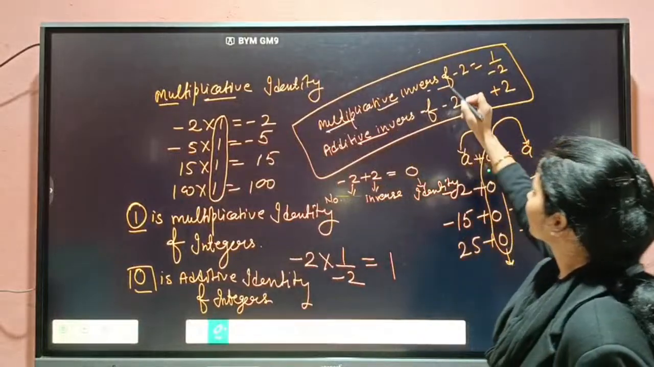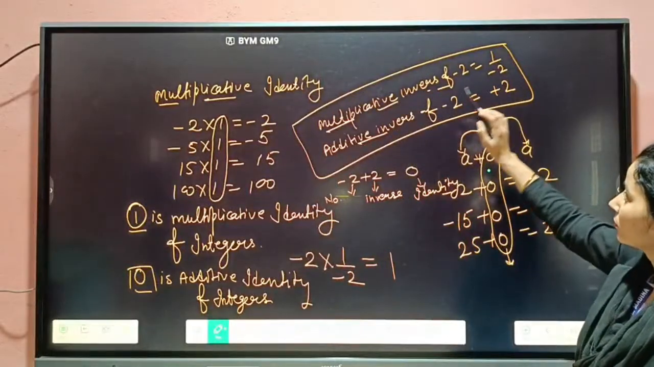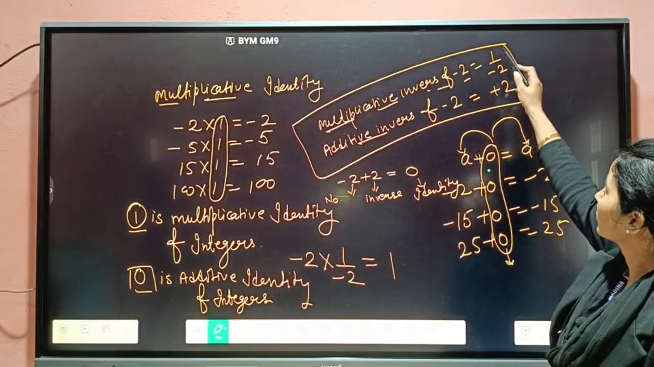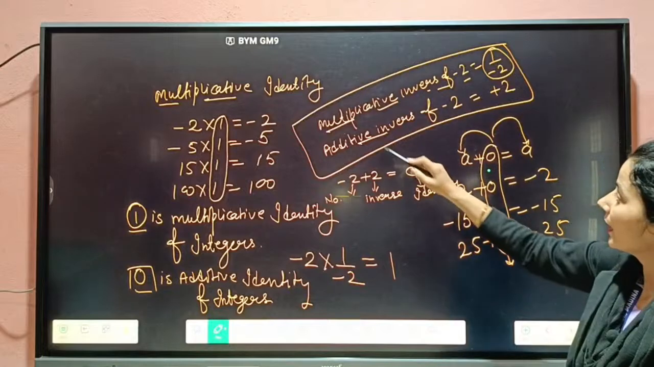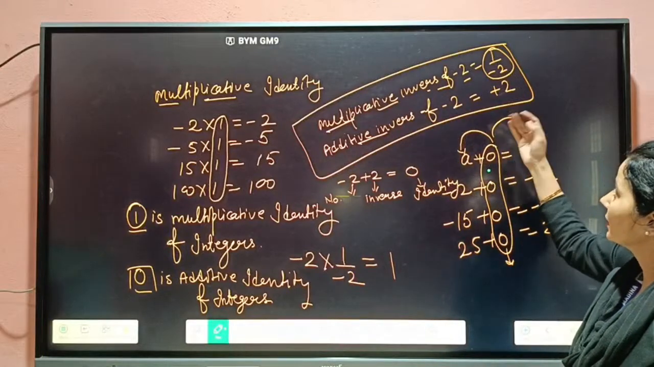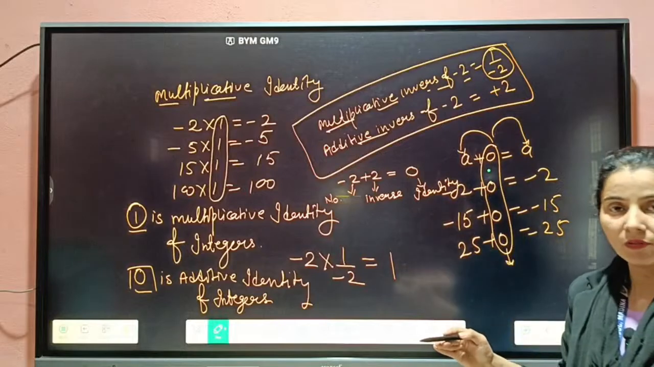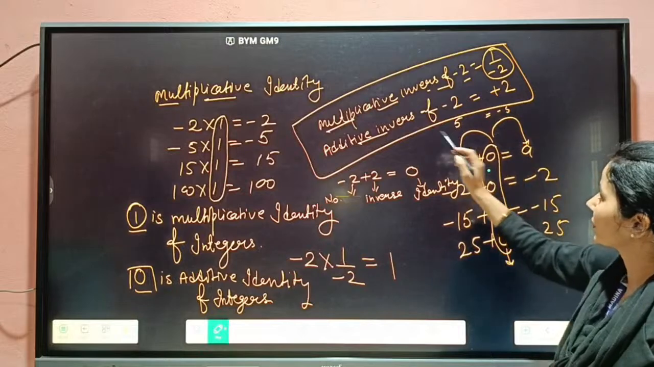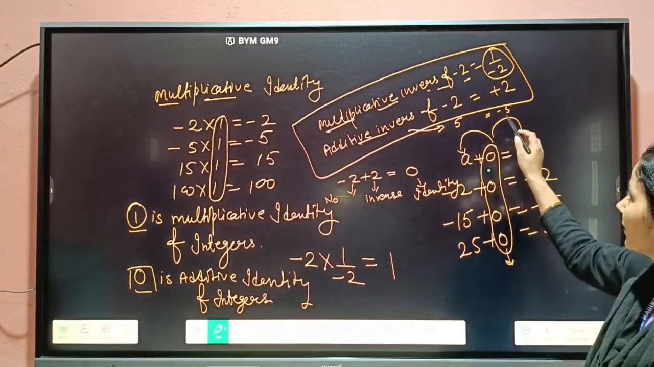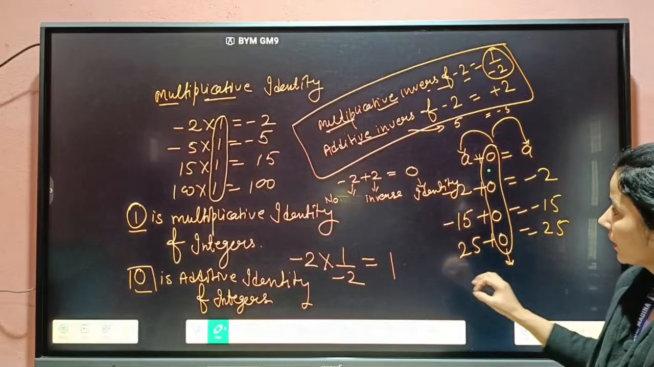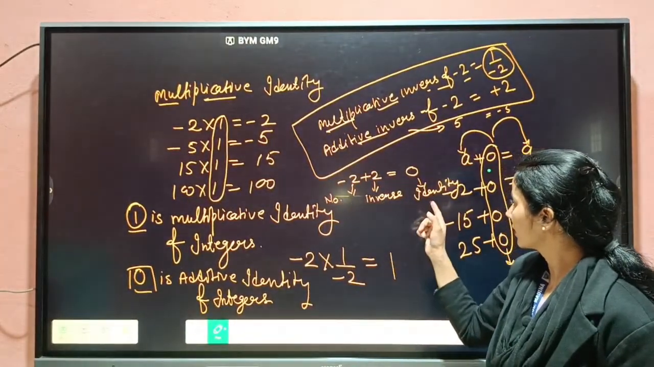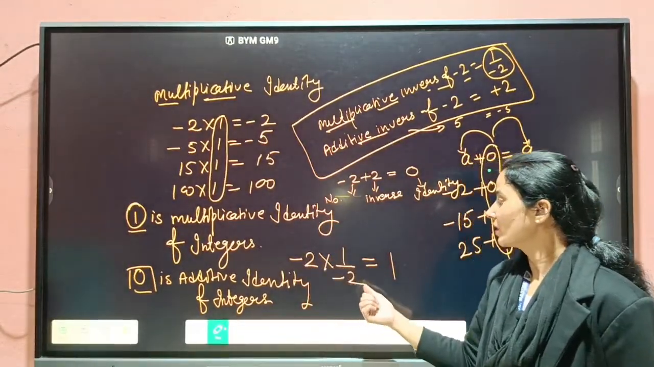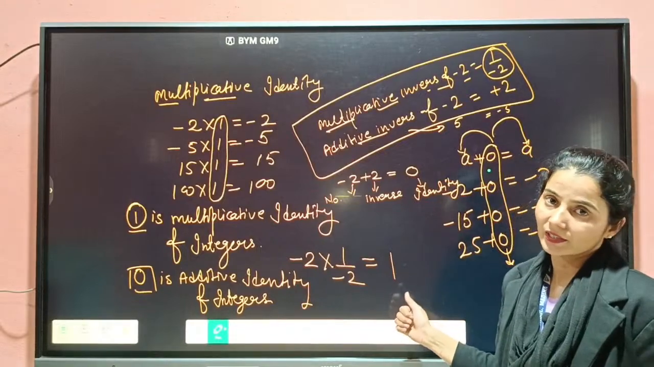How will you find the multiplicative inverse of a number? Of an integer, if we are talking about integers in particular, then you have to take its reciprocal. And the additive inverse of minus 2 will be plus 2. Plus number will become minus. Suppose 5 is there, then its inverse will be minus 5. So the additive inverse of 5 is minus 5. Further, if we add a number and its inverse, we get the additive identity. If we multiply a number and its inverse, we get the multiplicative identity.